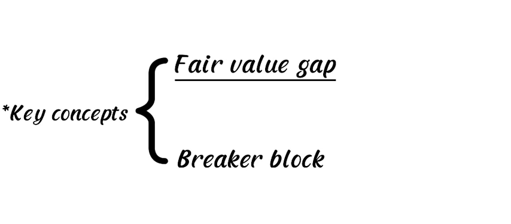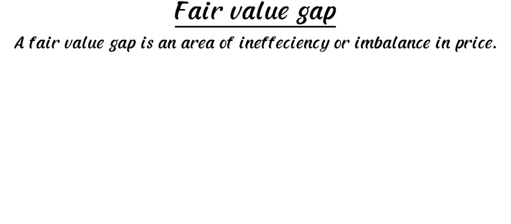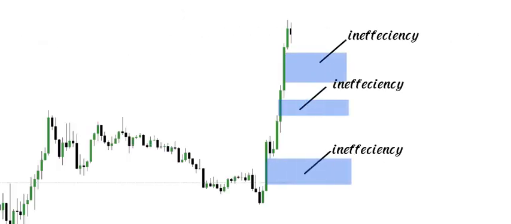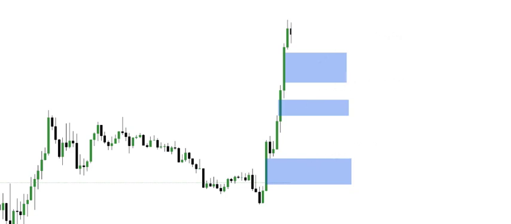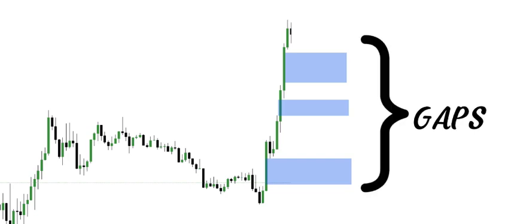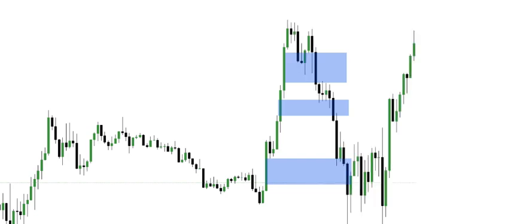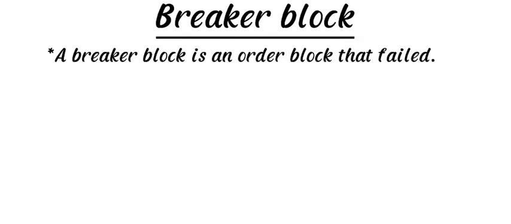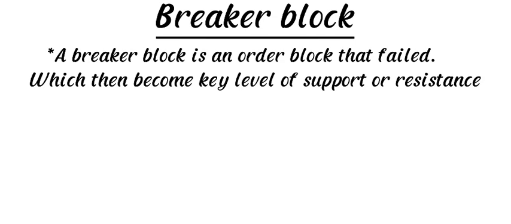Before we go deeper, let's briefly explain these two key concepts: fair value gap. A fair value gap is an area of inefficiency or imbalance in price caused by a strong one-sided movement in the market, leaving a gap between consecutive candlesticks' high and low. This gap is mostly caused by large institutional orders driving price aggressively in one direction. When a fair value gap is created, it acts like a magnet. Price will likely return to fill it. Breaker block. A breaker block is an order block that fails, which then becomes a key level of support or resistance when price retests it.